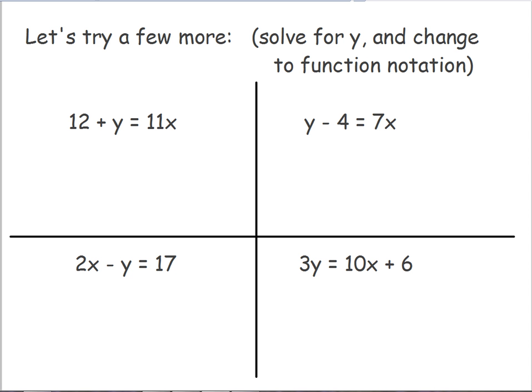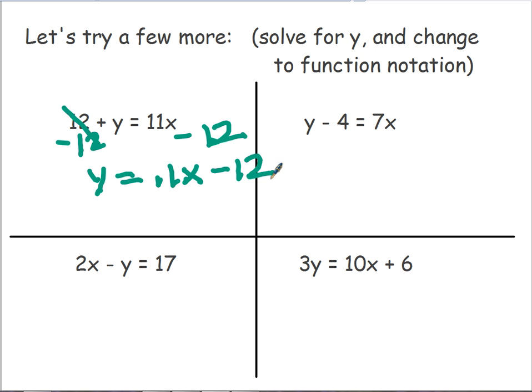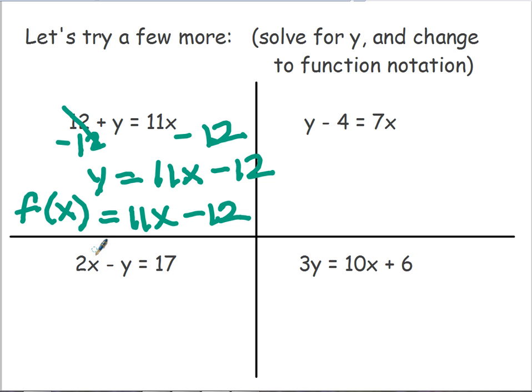Let's try just a couple more of these. Let's start with 12 plus y equals 11x. What do I need to do to get y by itself on this side? I need to subtract 12. So that's exactly what I'm going to do. These 12s will cancel. Y equals 11x minus 12. And now that I need to turn that into function notation, I can call that f of x equals 11x minus 12. Remember, I can't change it into function notation until I have y by itself.